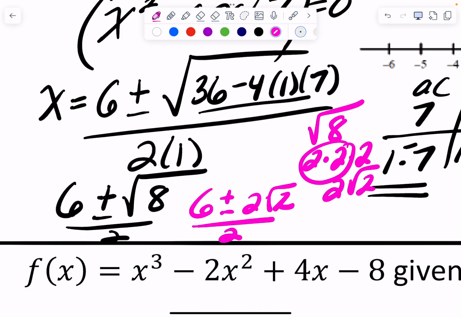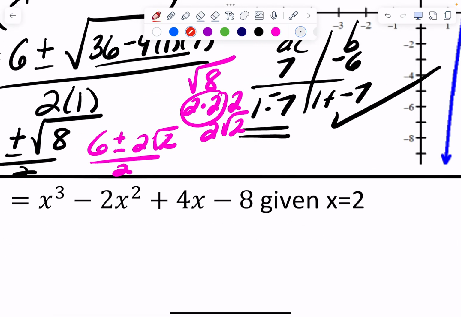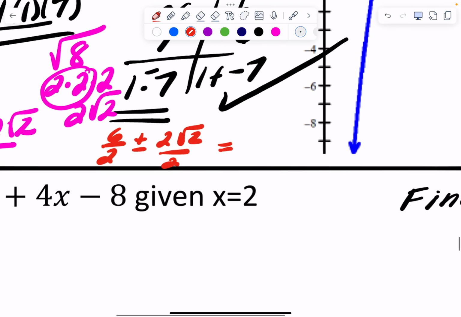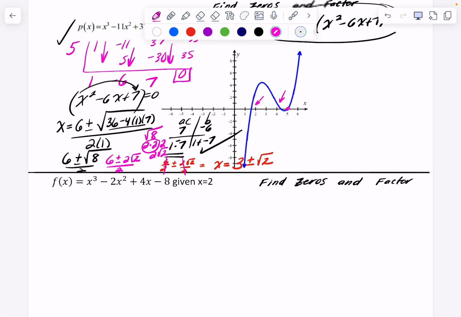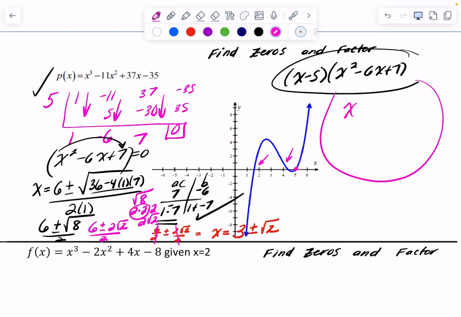We then learned last time it's a good idea to split it up. 6 halves plus and minus 2 roots of 2 halves. So what would be our answer? My solution is x equals 3 plus and minus square root of 2. Because look, 6 divided by 2 is 3. 2 and 2 divide out. So now you would go up to the box of solutions and say I have x equals 5. X is equal to 3 plus and minus root 2, which we know are decimals. You could then check, oh, are those landing in the correct location? You could type into your calculator 3 plus root 2 and see, oh, yeah, that is the decimal of that.